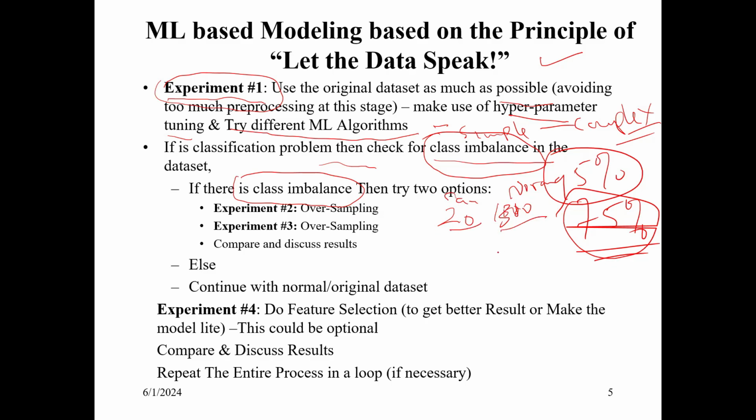Class imbalance is going to affect the result of your modeling. You only have 20 from this class, you have 1,300 from this class. It means the model will be exposed to 1,300 of the no rain, so it's likely going to predict everybody as no rain, because this is too small compared to this. So this is called class imbalance.